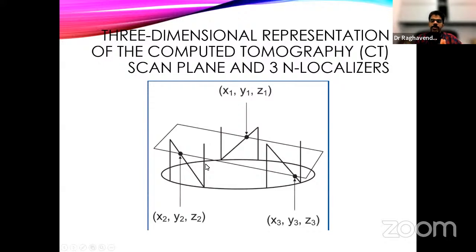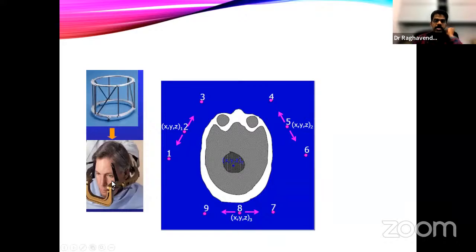So there are 3 N frames placed on the patient's skull. Two are on the lateral side and one is on the anterior side. If you see, there is one frame fixed here. On this frame, we'll fix this localizer. When you fix the localizer on that, there is one frame coming on the anterior side, one on the left lateral side, one on the right lateral side. So this is how it appears.